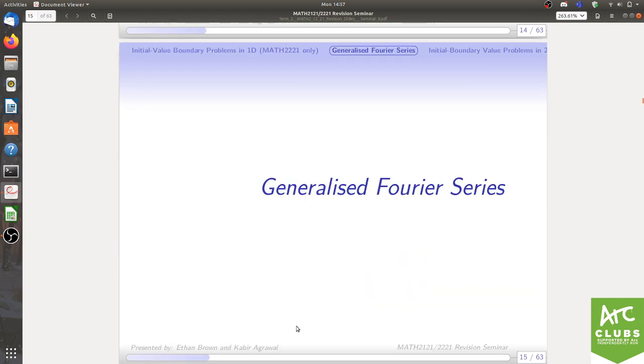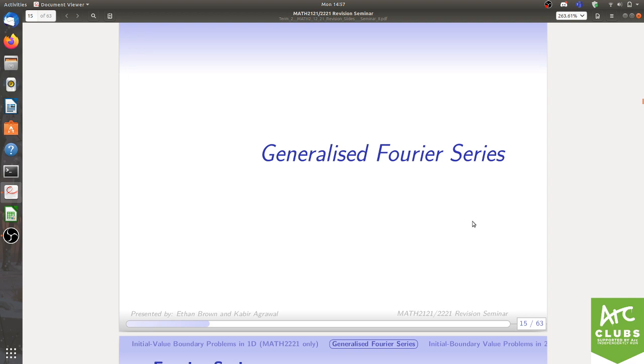Alrighty, so 2121 students, you can return back to the slides. Now we move on to the idea for generalized Fourier series. Generalized Fourier series admittedly has its moments of going really out of the depth, but the idea for generalized Fourier series is that they all ultimately work in very similar ways.